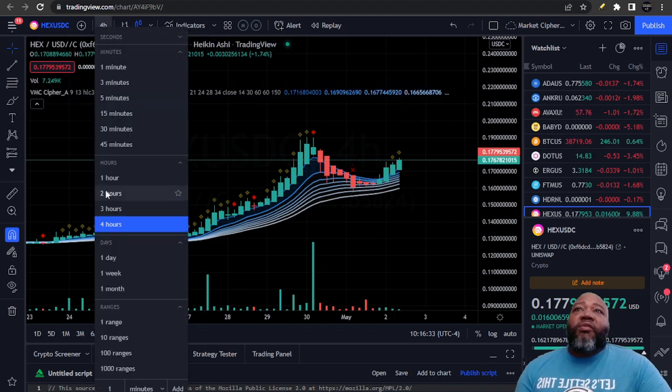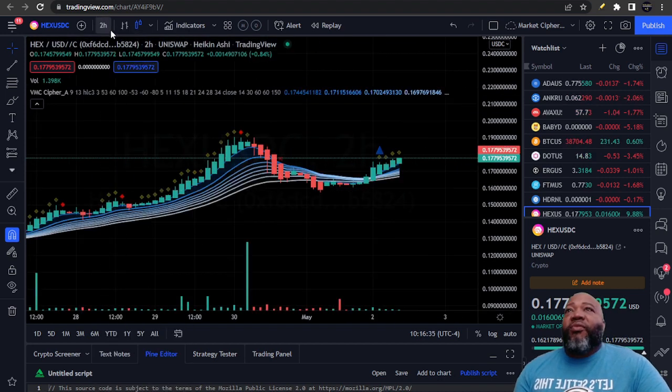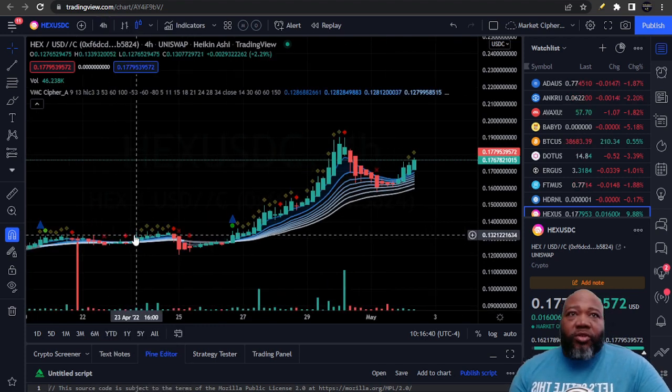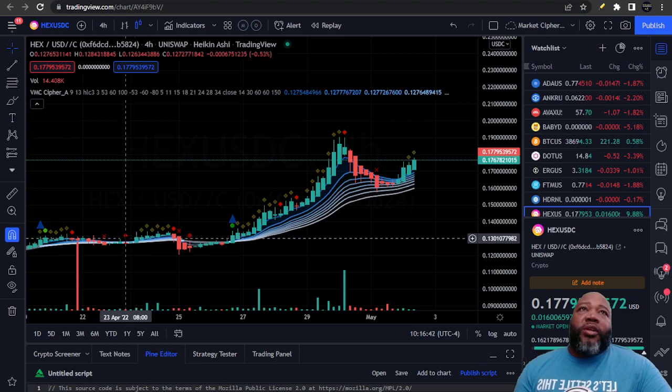Let's look at this on the 2-hour range just to get a good idea. Yes, it is definitely bullish right now. Even though I don't like looking at the 2-hour chart because that's really for traders, it still gives you an idea of what's going on in the short term.